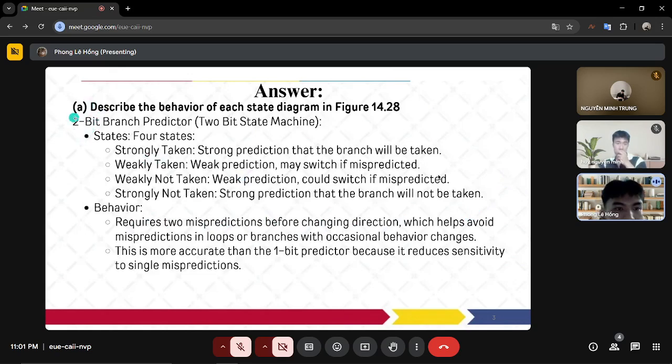And the second one is two-bit branch prediction. We have four states: strongly taken, weakly taken, weakly not taken, and strongly not taken. The behavior requires two mispredictions before changing the direction. This avoids mispredictions in loops or branches with occasional behavior change. This is more accurate than the one-bit predictor, and it reduces the sensitivity to a single misprediction.